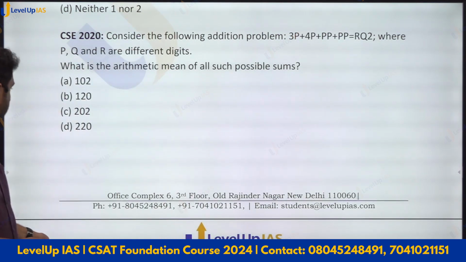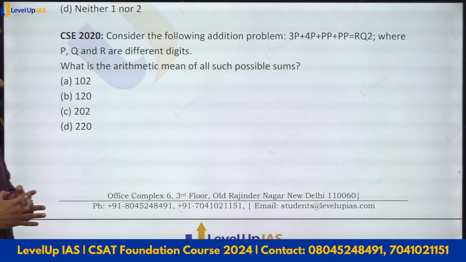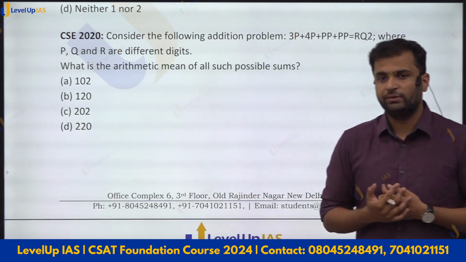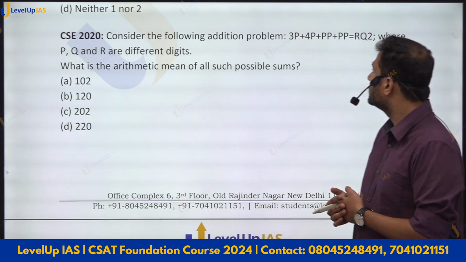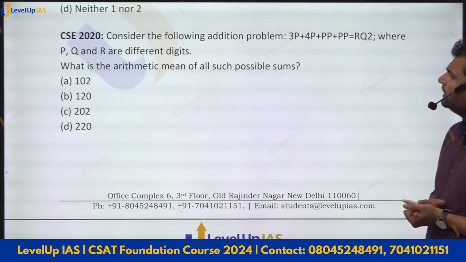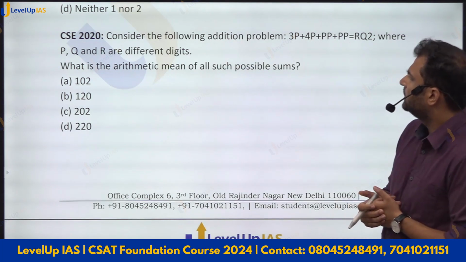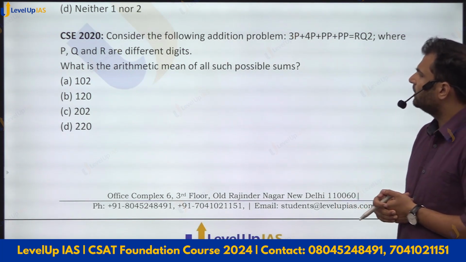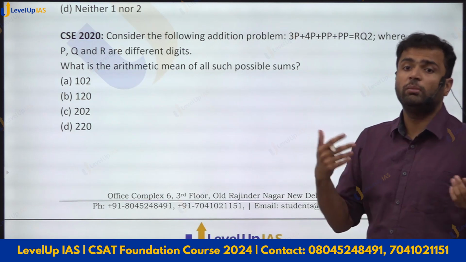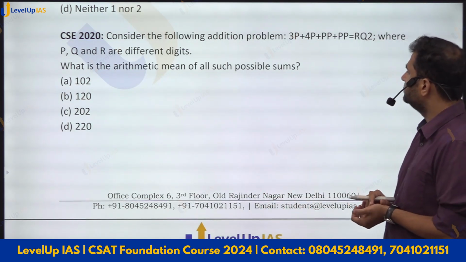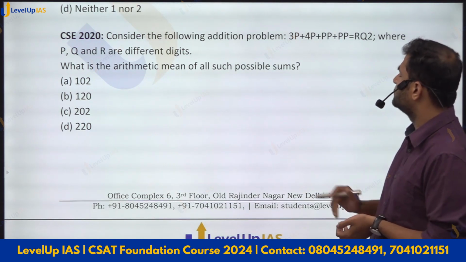Now let us come to the next question. Consider the following addition problem. Addition is something that we all have studied in our schools. This is an addition problem, where P, Q, R are different digits. The question is, what is the arithmetic mean of all such possible sums? There could be multiple such possible sums, and the question asks us to find the arithmetic mean of all of them.